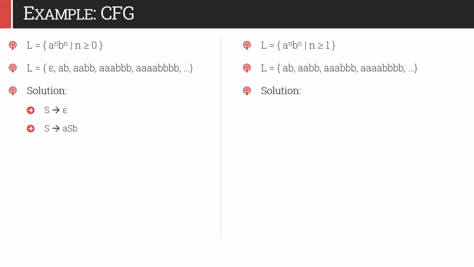And if we have n greater than or equal to 1, then epsilon will not be a part of the language, right? So the smallest possible string is given by S → ab, and to generate the rest of the strings using recursion, we can use S → aSb.